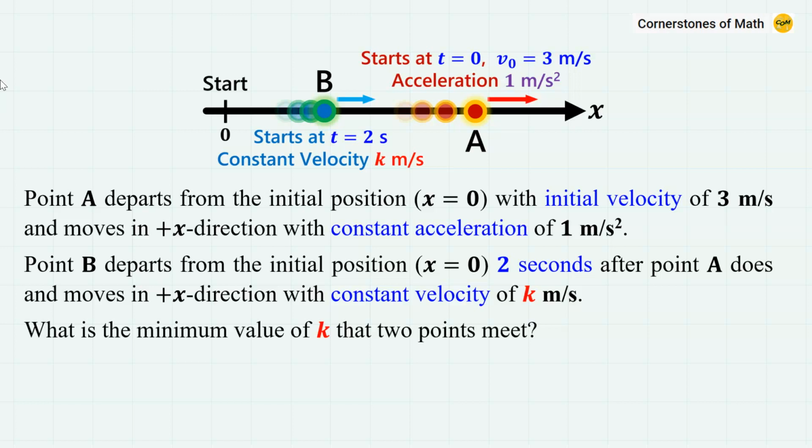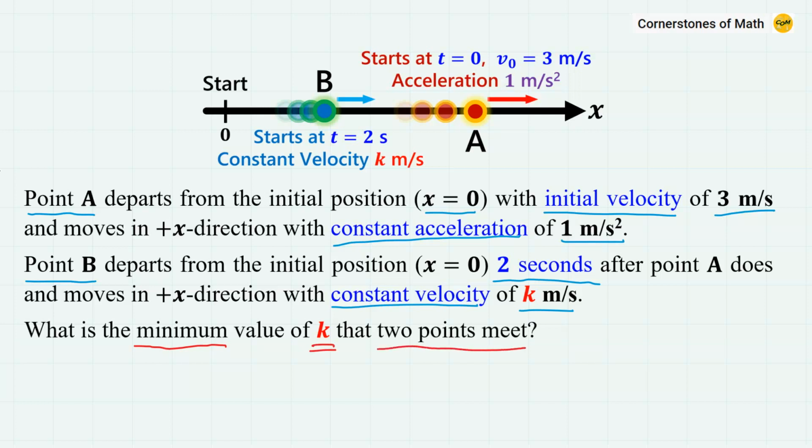Today's problem is: point A departs from the initial position, which is x equals 0, with initial velocity of 3 meters per second and moves in positive x direction with constant acceleration of 1 meter per second squared. Point B departs from the initial position 2 seconds after point A does and moves in positive x direction with constant velocity of k meters per second. What is the minimum value of k that the 2 points meet?